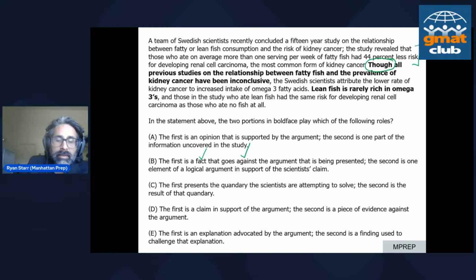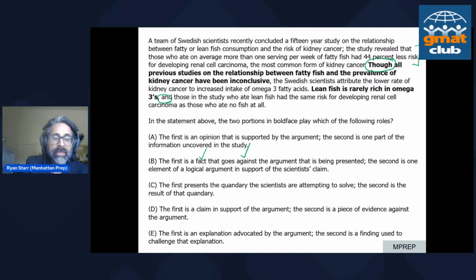Now, the second is one element of a logical argument in support of the scientist's claim. So, is it now? The second says lean fish is rarely rich in omega-3s. And then it goes on with, and those in the study who ate lean fish, so still trading on this lean fish thing, had the same risk for developing renal cell carcinoma as those who ate no fish at all. Renal cell carcinoma is, of course, a type of kidney cancer that has been brought up earlier in the argument.